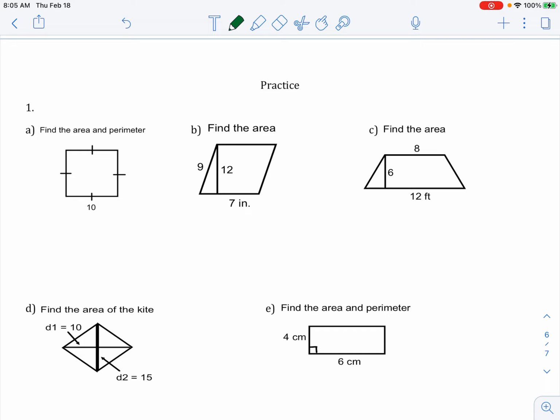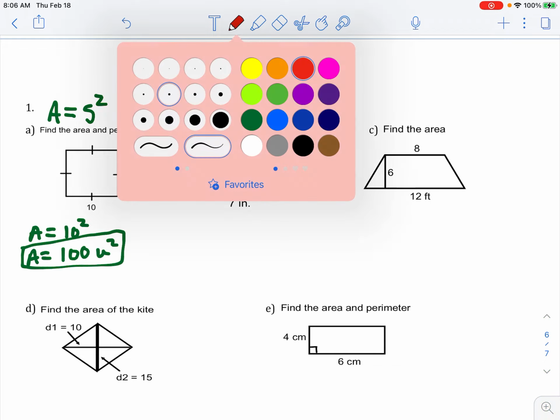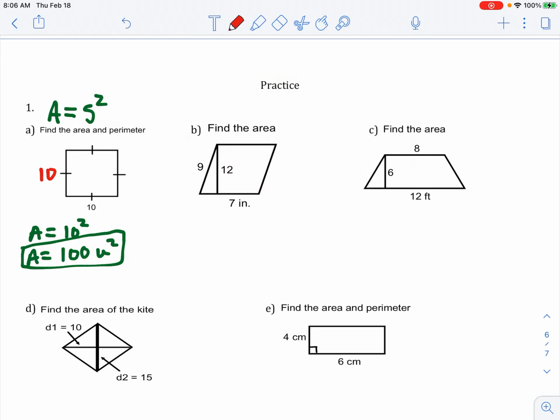Find the area and perimeter of this figure. All right, well, it is a square because all 4 sides are equal, and I know a square is side squared. So to find the area, I can do 10 squared, which tells me that area equals 100 units squared. To find perimeter, each side would be 10, so I'm technically taking 10 plus 10 plus 10 plus 10, or 4 times 10, so my perimeter would be 40 units.